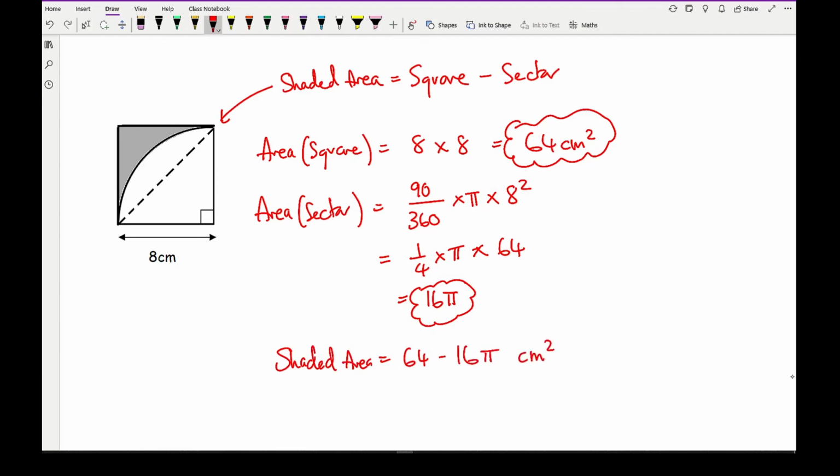And that there is my answer in terms of pi, or I could simply type that into my calculator. So 64 minus 16 pi, and that gives me an answer of 13.7 centimetre squared, and that's to 1 decimal place. There's my final answer.